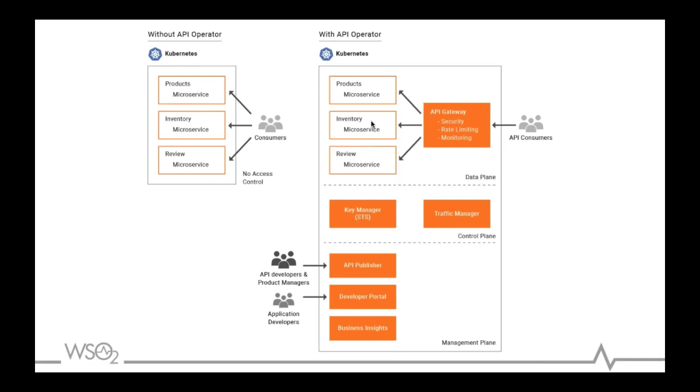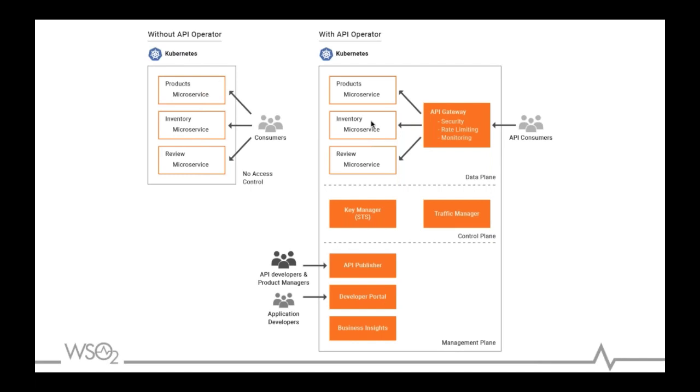Your microservices and the API gateways reside in the data plane. In the control plane, you have the key manager, which is a token service you can use to generate tokens. And you have the traffic manager, which does the rate limiting for your APIs. In the management plane, we have the API publisher. That's where API developers and product managers come and do the API lifecycle management.